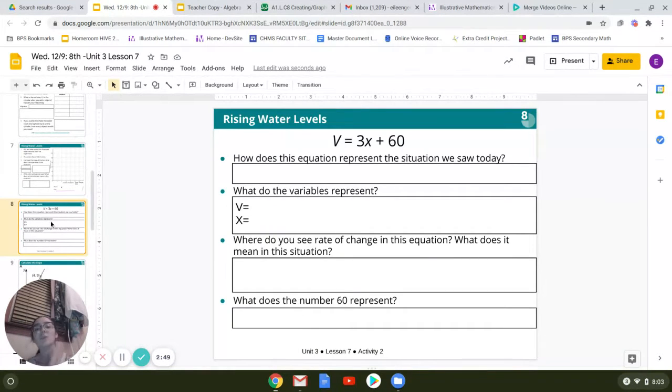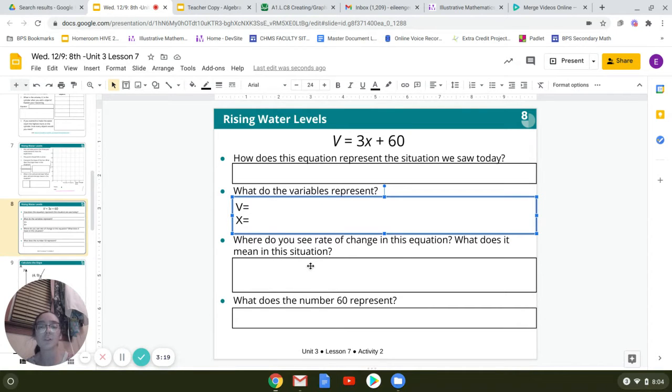Lastly, we looked at this equation right here and answered some questions about it. How does this equation represent the situation that we saw today? The total volume in the graduated cylinder, V, was equal to 3x, because each marble added 3, and x stood for the number of marbles, plus the original 60 that was in the container. The V represented the total volume in the cylinder. The x represented the number of marbles that we added.